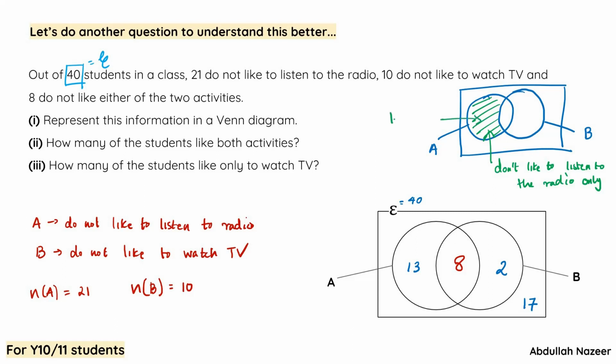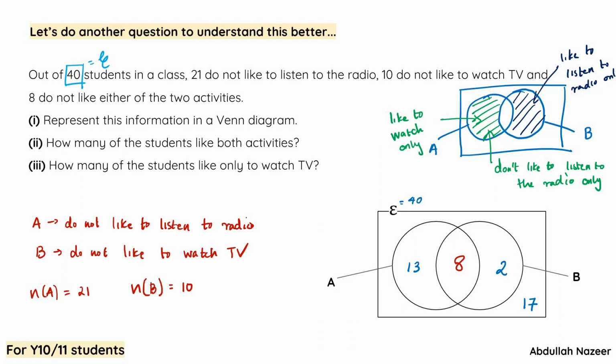So I can also rename this region as like to watch TV. So saying that I don't like to listen to radio only means that I like to watch TV only. And similarly, this region here talks about people who don't like to watch TV. Saying that don't like to watch TV only is the same as saying like to listen to radio only, right? So this can be interpreted as like to listen to radio only, and also this is like to watch TV only.